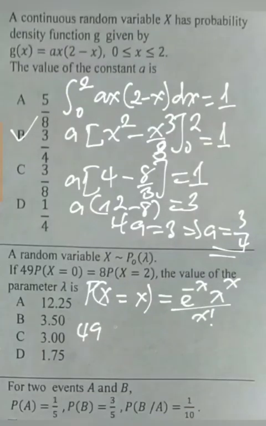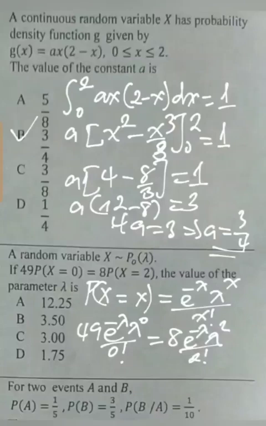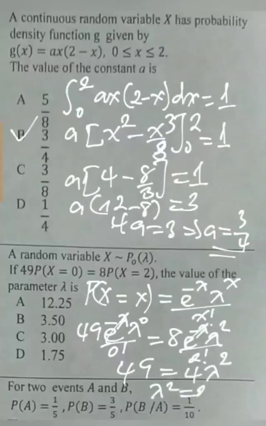So 49 p of x equals 0, we then have e to the negative lambda, lambda to the 0 over 0 factorial, equals 8 p of x equals 2. So we have e to the negative lambda, lambda squared over 2 factorial. And e to the 0 is 1, 0 factorial is 1, while e to the negative lambda cancels on both sides. We have that 49 equals, 2 factorial is 2, it cancels 8 to give 4, so 4 lambda squared, so that lambda squared equals 49 all over 4, lambda equals 7 over 2 when you find the square root of 49 over 4. So lambda is 7 over 2, which corresponds to 3.5. So option B is the correct option.